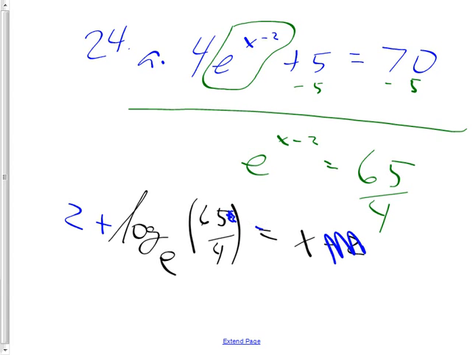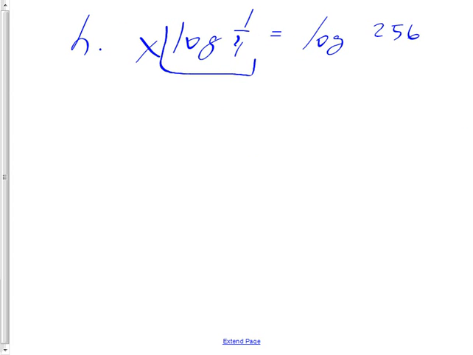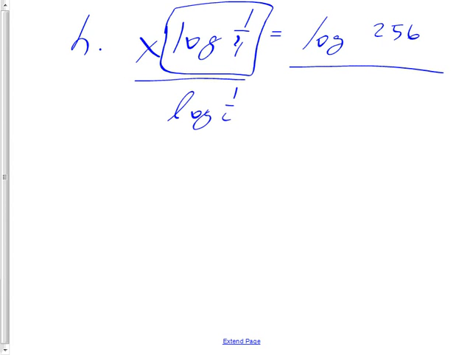All right. Number 8, or letter H. Let's look at H, as in hamburger. It's x log 1/4 equals log 256. All right, so if I'm trying to get the x alone, is the x alone? No. Can I just move this whole thing as a chunk? Yes. What can I do to both sides? Divide both sides by log of 1/4.